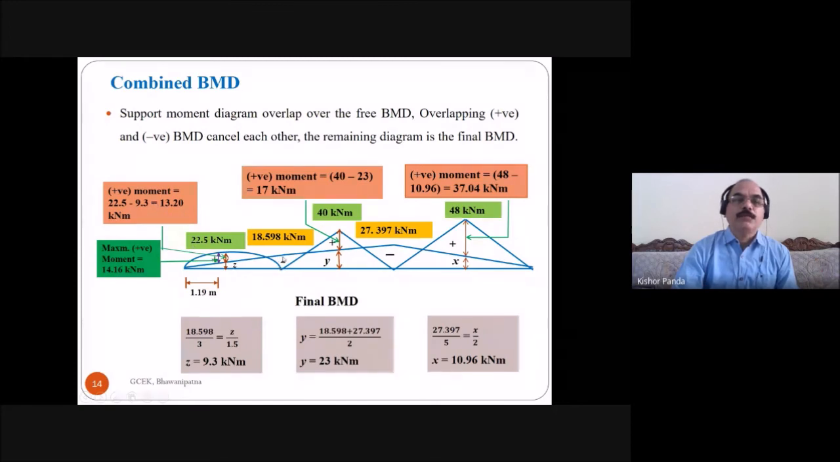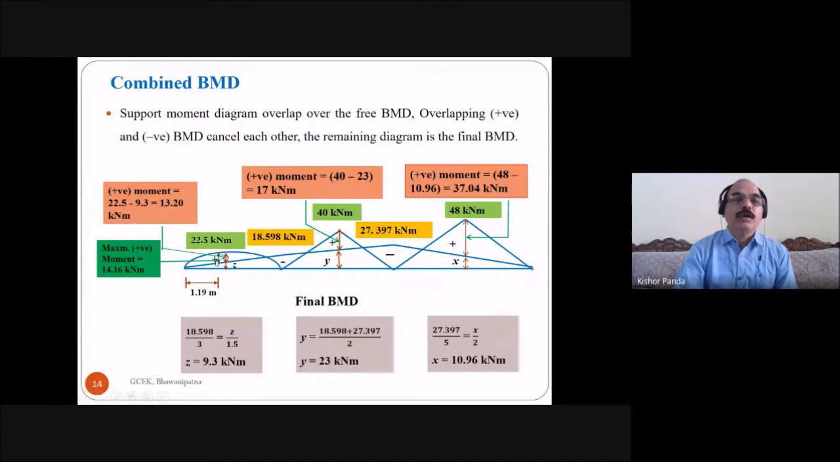Similarly, you have to take here also one triangle and another triangle. You have to take two triangles, and the ordinate of this is Z. So this side by this side, 18.598 divided by 3 is equal to Z by 1.5. Then we will find the value of Z. Z is equal to 9.3 kilonewton meter. Then you know the total positive free BMD value here is 22.5, and after deducting 9.3, you get the positive moment at the midpoint of span AB, 13.20 kilonewton meter.